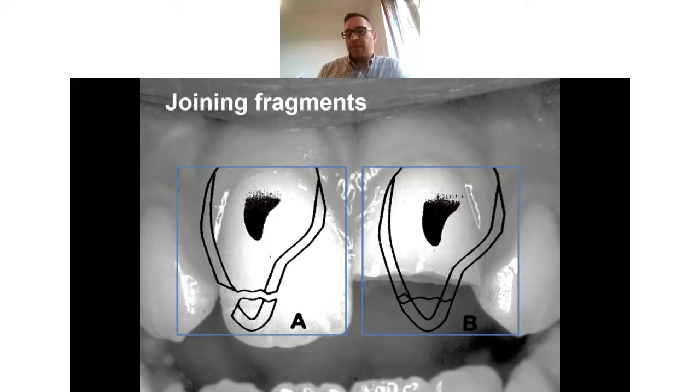The problem is the material itself, because when we do something like this, what may happen is that the material might be so transparent that it doesn't look so good.